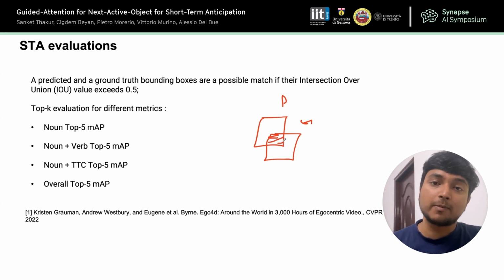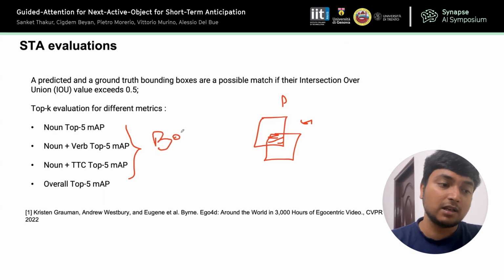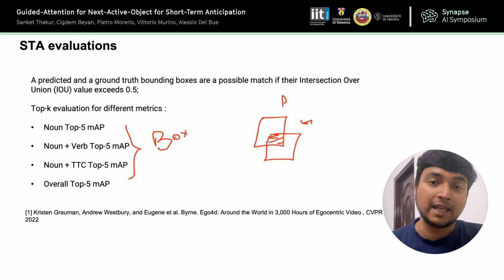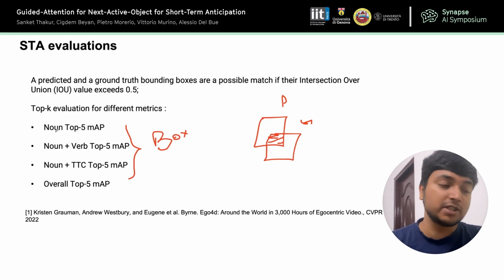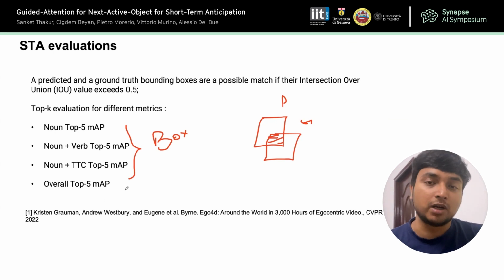We are using a top K evaluation for different metrics. Now, you need to be careful that for all these 3 different metrics, the box has to be a true positive. That is, the predicted box has to be a correct prediction. That is, their IoU has to be more than 0.5. We do the evaluation on noun top 5 mAP, mean average precision. We use the evaluation on noun plus verb, noun plus TTC, and the overall, that is noun plus verb plus TTC, and also the box, of course.